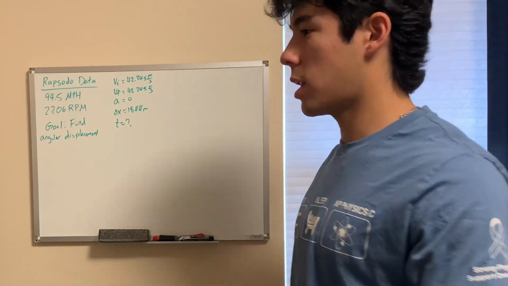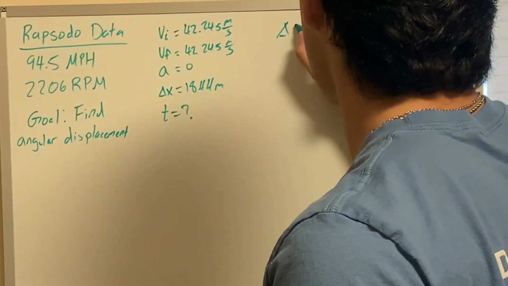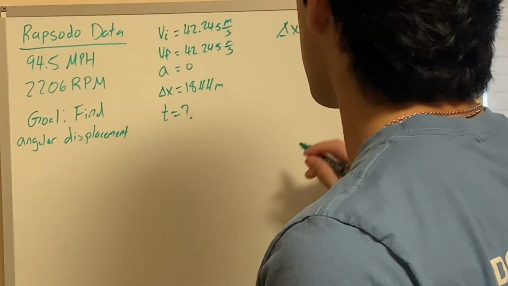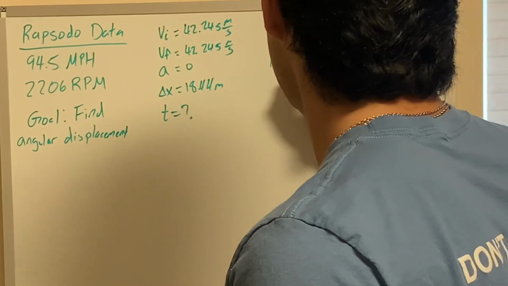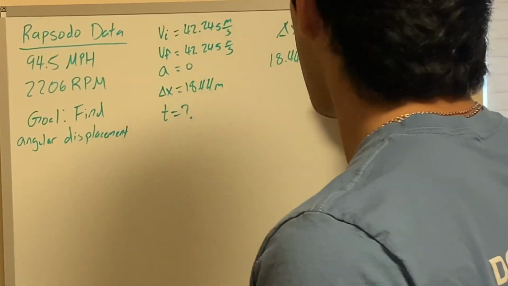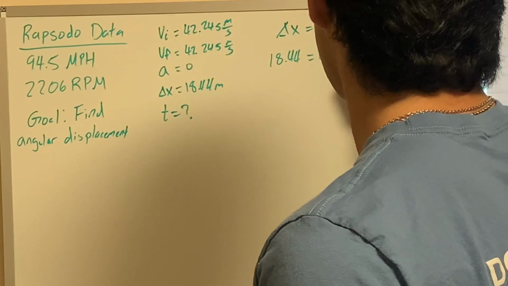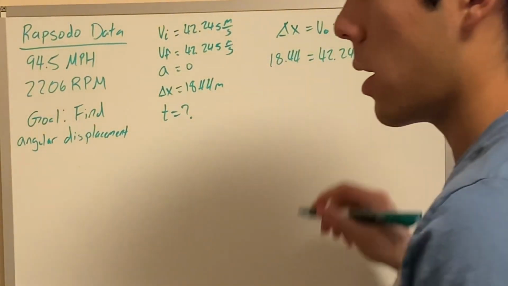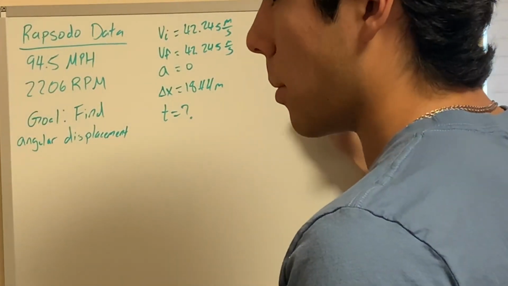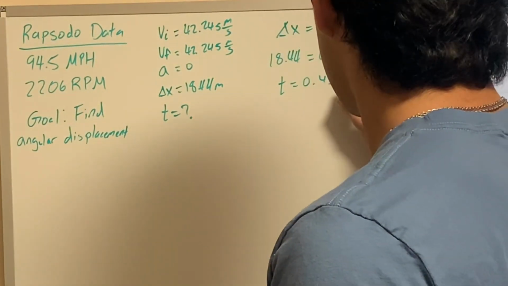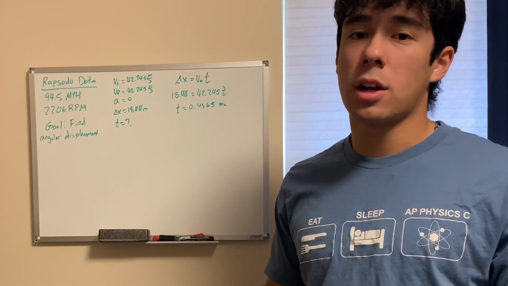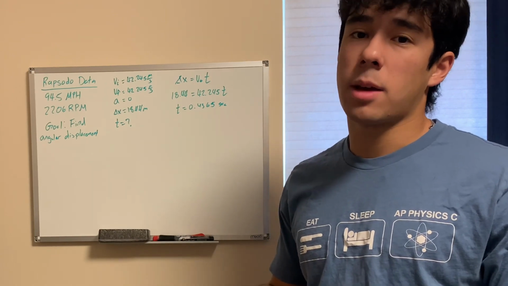In order to solve for the time that the ball is in the air, we can just use the kinematics equation. Change in x, or the displacement, is equal to the initial velocity multiplied by the time. So the change in x is 18.44 meters, and the initial velocity is 42.245 meters per second. And then we divide by the velocity, and that gives us the time of about 0.4365 seconds. So now we know the amount of time that the ball is in the air, and that's going to give us the same time that the ball is spinning in the air.